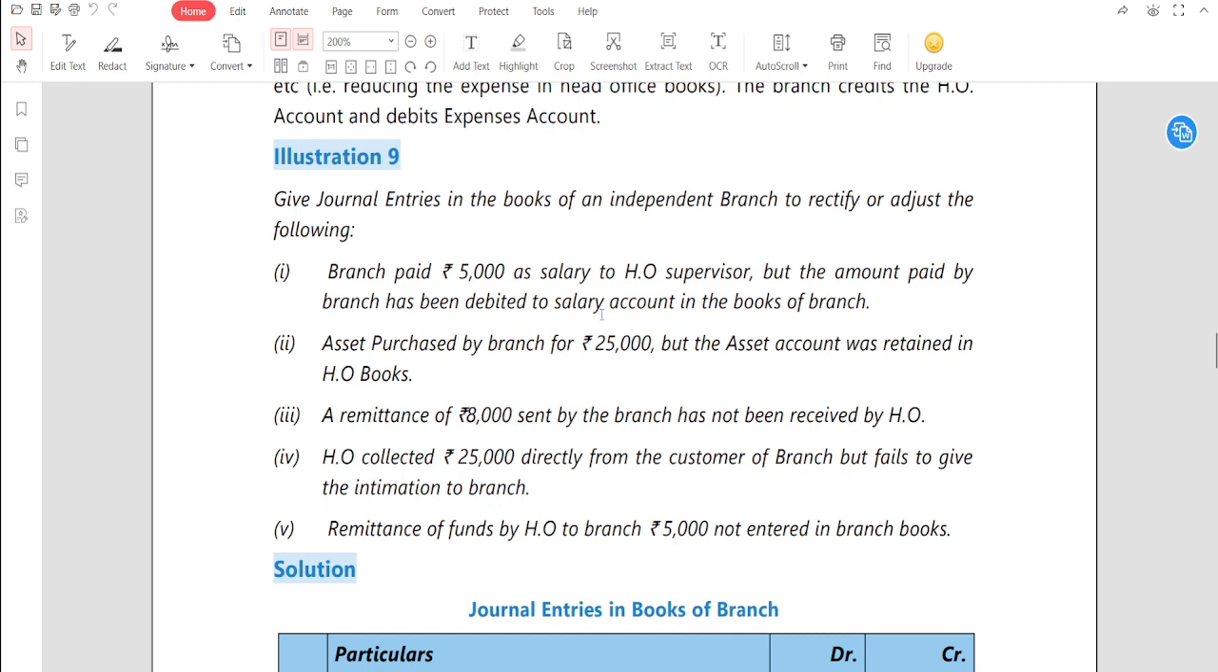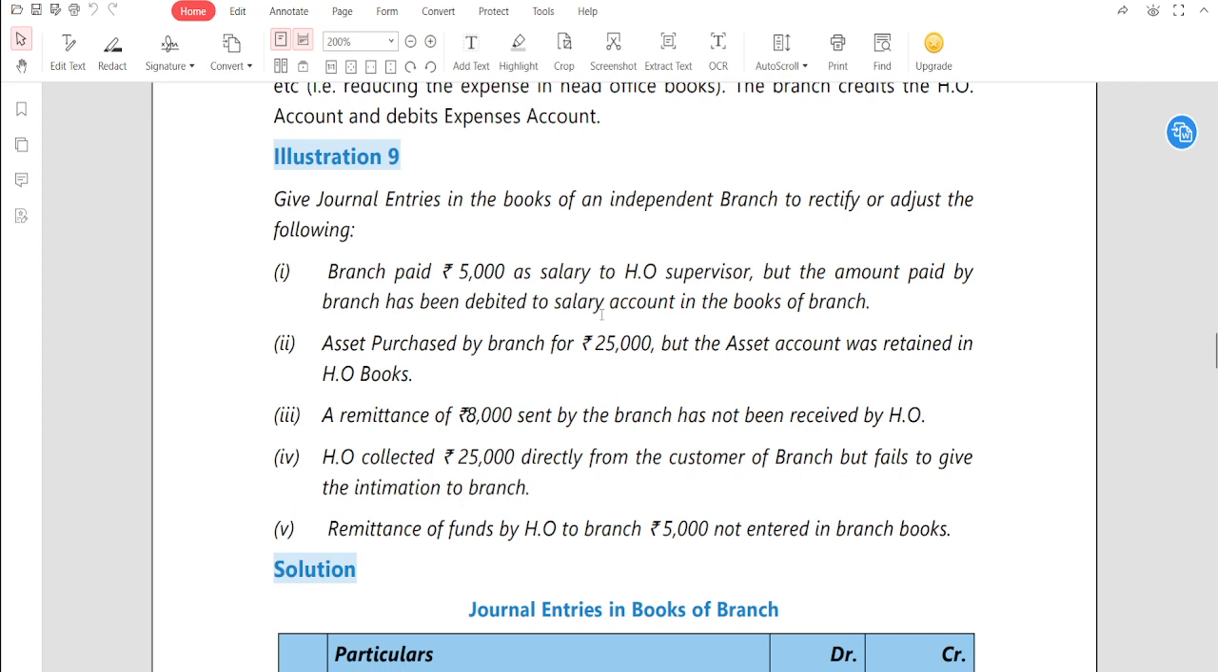Branch paid 5,000 as salary to HO supervisor, but the amount paid by the branch has been debited to salary account in the books of the branch. So branch paid 5,000 as salary to HO supervisor, but the amount paid by the branch has been debited to salary account in the books of branch. Okay, that is what this says.